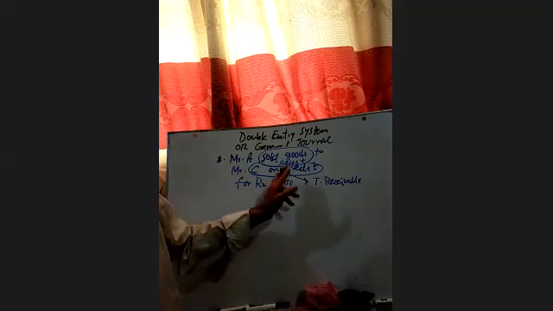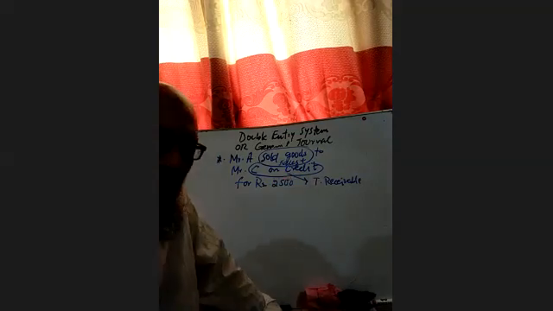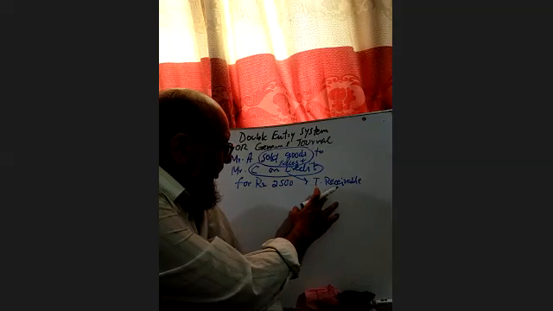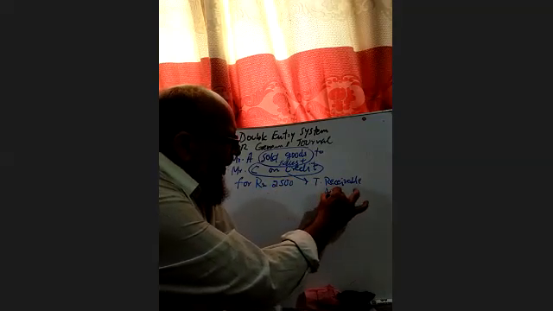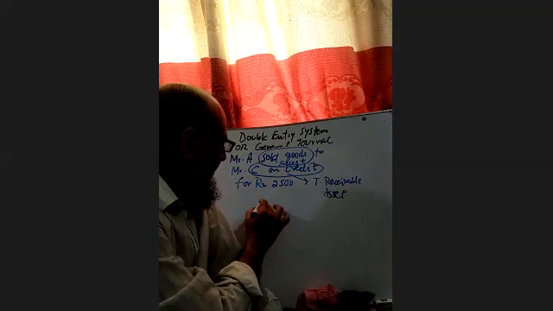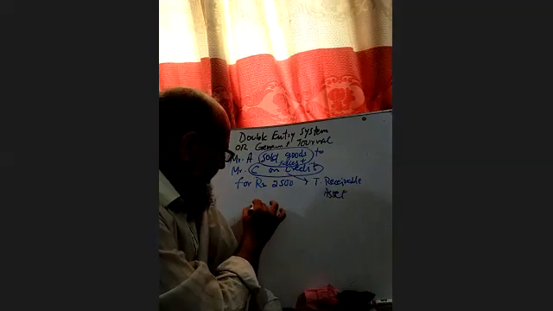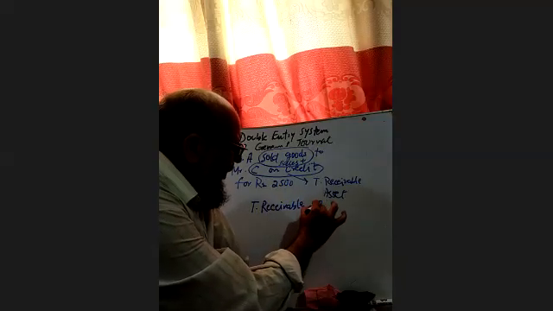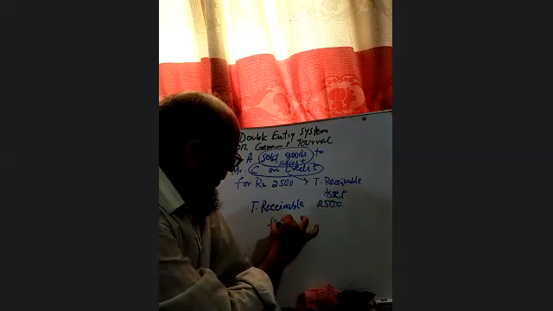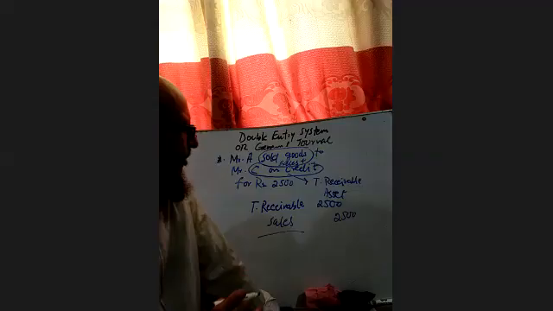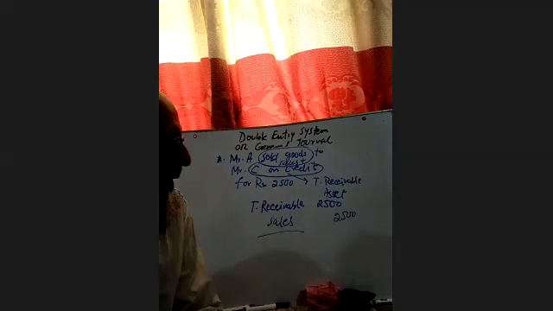You have sold goods to Mr. C on credit. This is your asset. Asset increase, debited. Trade receivable increased by 2,500, and your sales also increased by 2,500. This is your credit entry.